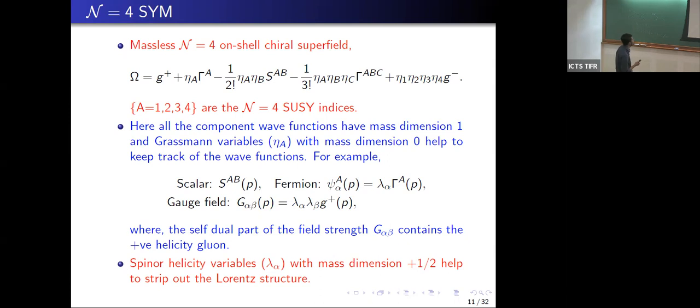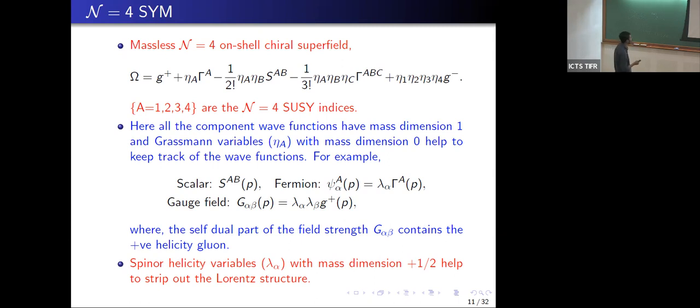All have mass dimension 1, and Grassmann variables eta A with mass dimension 0 help to keep track of the wave functions. For example, S_AB already has mass dimension 1, but we know that the fermion field has mass dimension 3/2, while this gamma A has mass dimension 1, and from this P alpha beta dot picture, lambda and lambda tilde both have mass dimension 1/2. So we can see that this gives mass dimension 3/2.